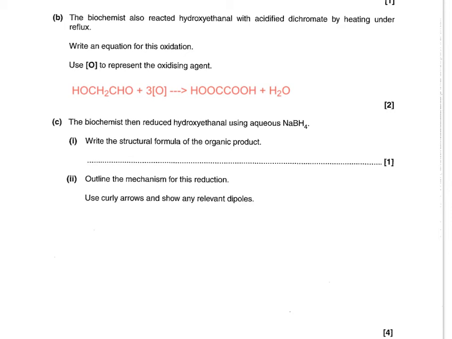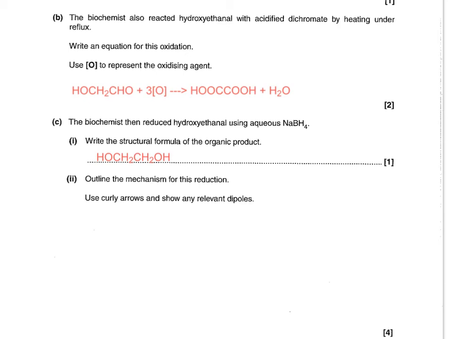The next thing that happens is the biochemist then reduces hydroxyethanal using aqueous NaBH4, which we've just talked about. So the part that's going to be reduced is obviously the aldehyde, so it's just this bit that's now reduced. The OH group on the other end is left alone. So that gives us a diol, doesn't it? Because it turns the aldehyde back into an alcohol group, and there was an alcohol group on the other end of the molecule anyway, so we now have two alcohol groups.